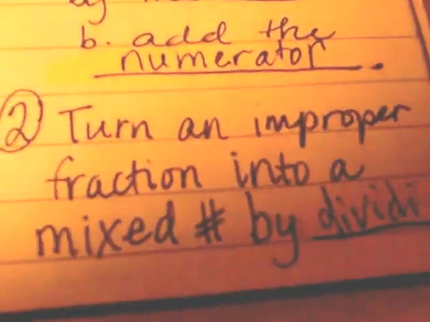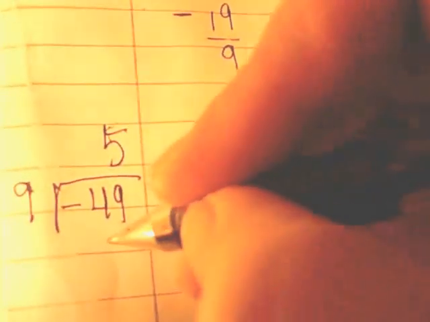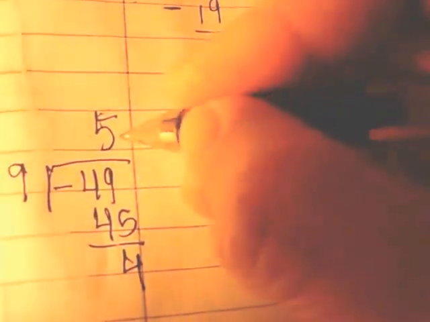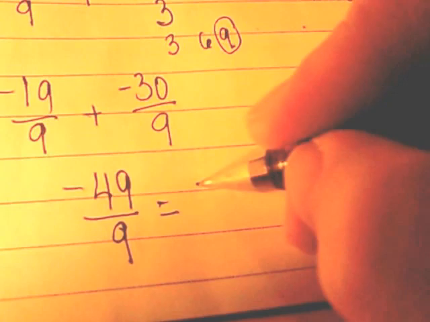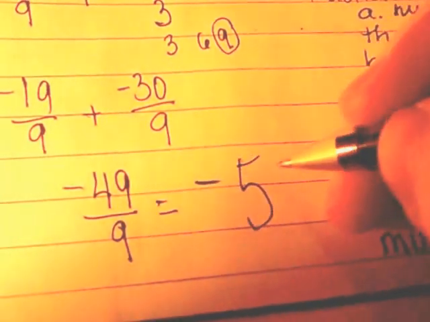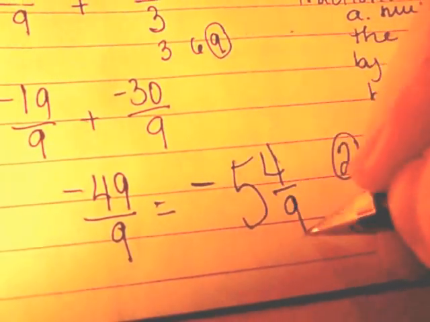And then to turn an improper fraction that we have here as our answer back into a mixed number, we're going to divide. So I'm going to come out here to the side, and I'm going to put my 49 divided by 9. It goes 5 times, 45, and the remainder of 4. So 5 and 4/9 is how I would read that. It is negative still, so -5 and 4/9.